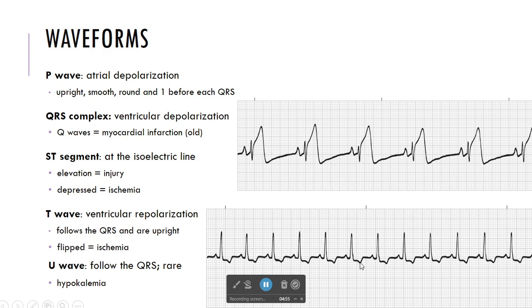U waves are very rare. If you see them, they are after the T wave. They don't look like a T and they don't look like a P, and they are a sign of hypokalemia.